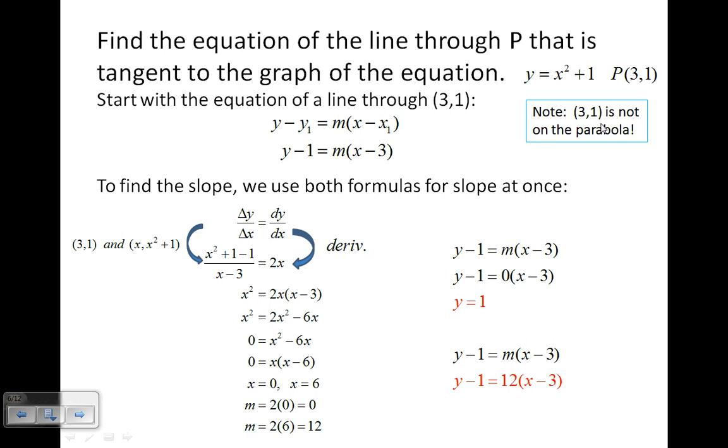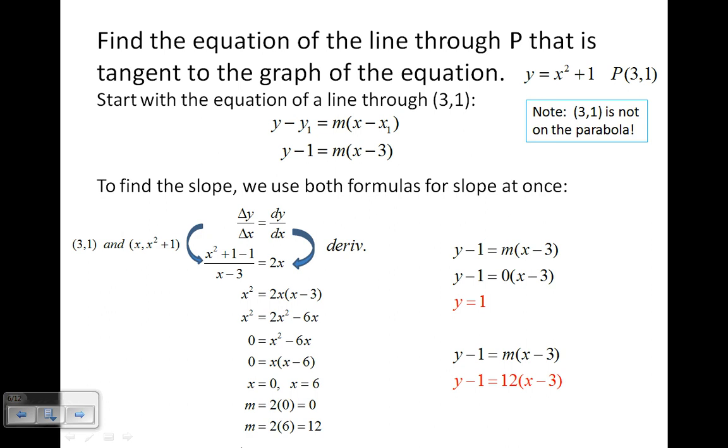Just to notice real quick, 3, 1 is not on the parabola. If I plug 3 in for x, I don't get 1 for y. Right? 3 squared plus 1 would give me 10. So the point 3, 10 is on my parabola, the point 3, 1 is not. So we're trying to find the equation of the line, or actually there's going to be two lines, that goes through this point and is tangent to our parabola.